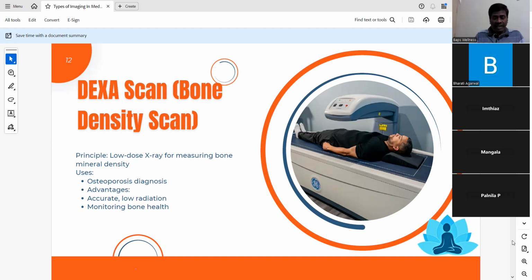The probability is very high in such cases. The advantage with this is it's accurate, fast, and the radiation is also very, very low. But the disadvantage with this is it's limited only to the bone density. It's not used for any other diseases.